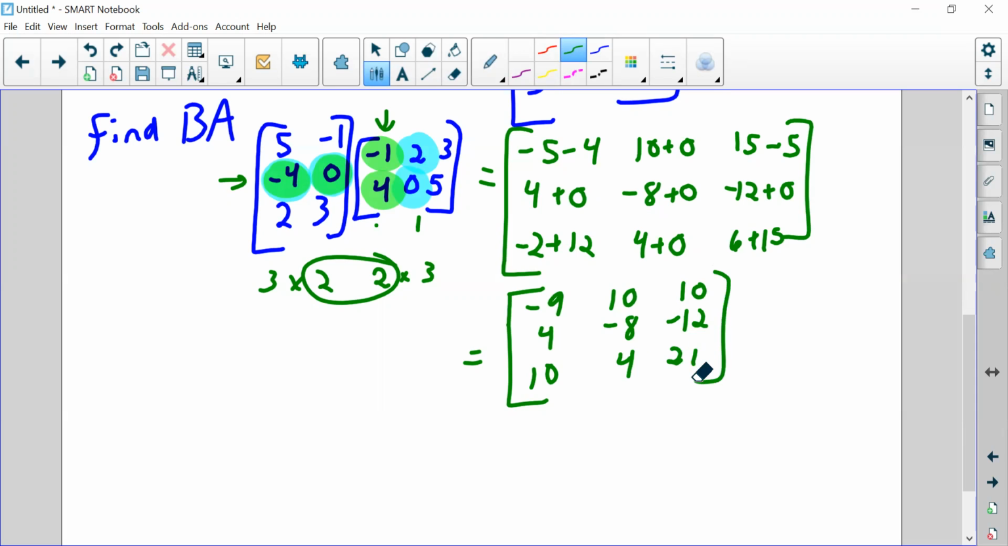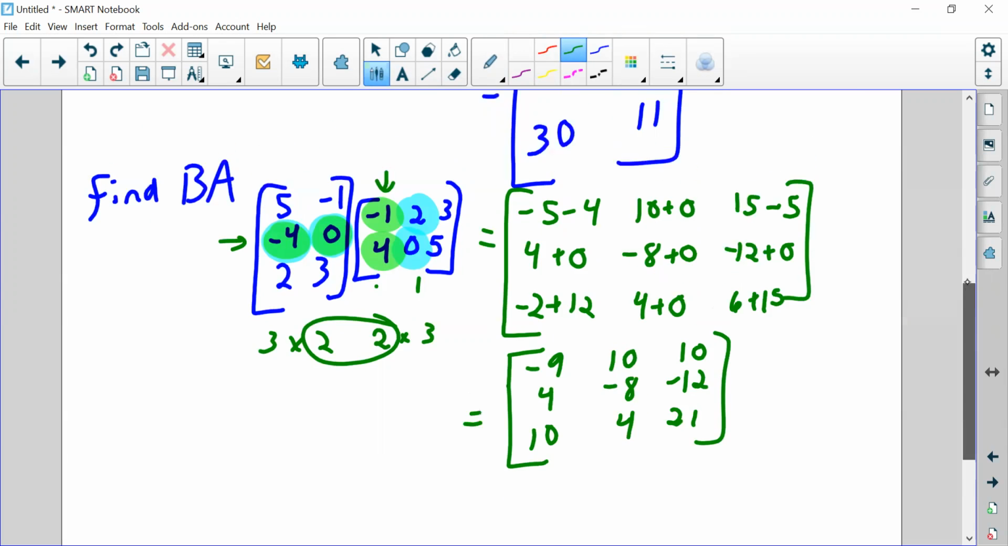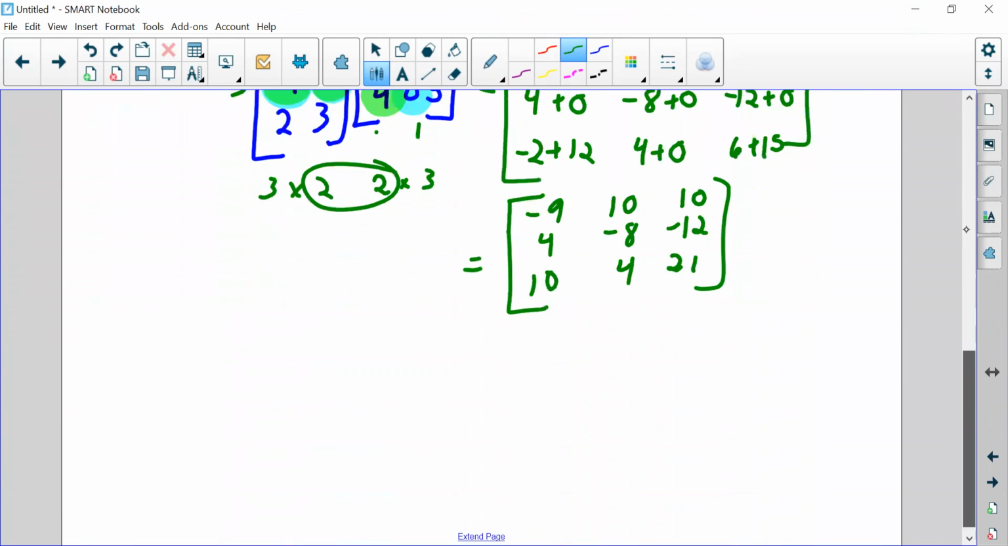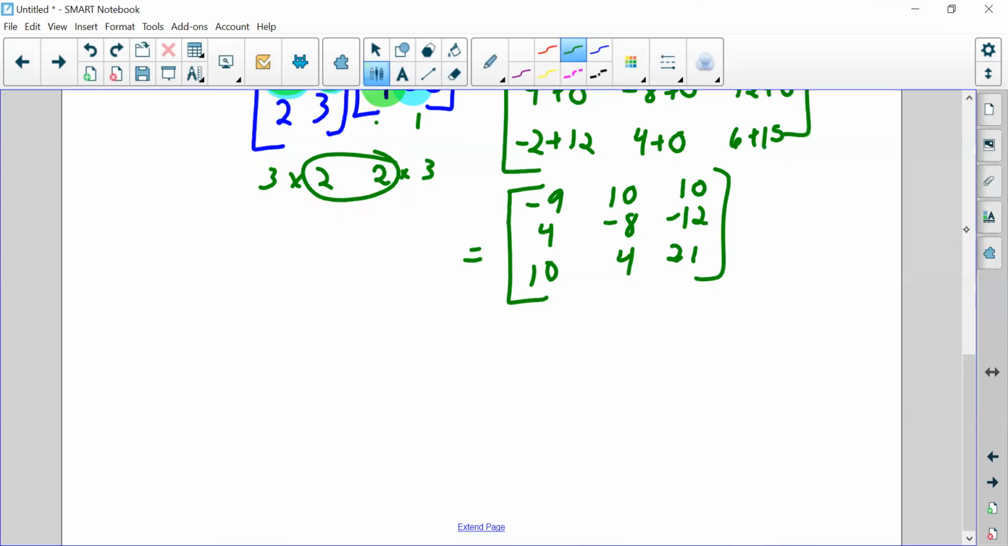So is B times A equal to A times B? No, order makes a difference in matrix multiplication. So be very careful in the order in which they stay in. You do not get the same answer. In fact, sometimes you can do it one way, but it's impossible the other way.